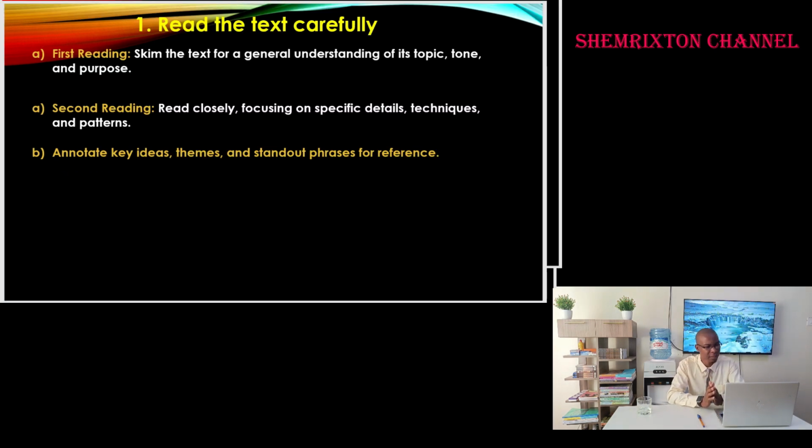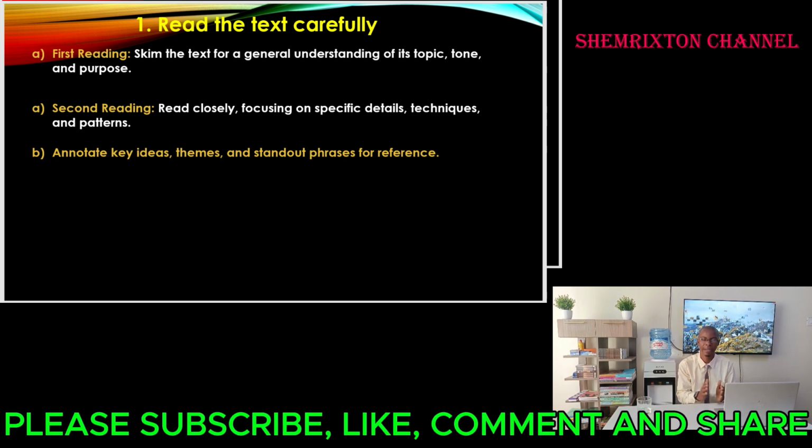If you look at my second slide, when you are doing text analysis, the first thing you are supposed to do is read the text carefully. We have two readings. Some people would even read a text 3 times. The first reading is you skim, just as we have said. Skim through the text so that you get a clue, the general understanding of the topic.